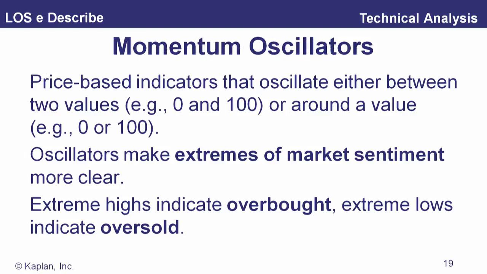Some momentum oscillators, I mentioned they oscillate between values or around values. Oscillators make extremes of market sentiment more clear. That's what they're used for. Extreme highs indicate overbought conditions. Overbought means high prices, don't buy now, maybe sell short now. And extreme lows indicate oversold conditions. If you're looking to get into this security, that's probably a good time to do it.